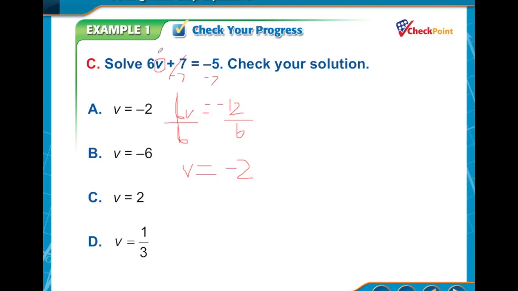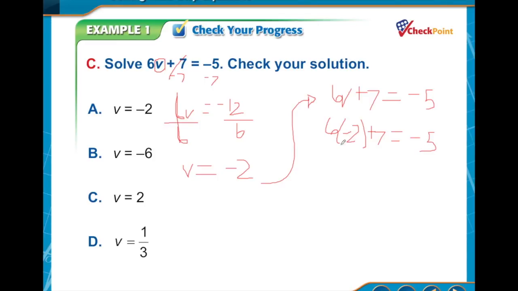Now, if we want to go back and double check, does this solution work when we check it? So 6v plus 7 equals a negative 5. So when we substitute in a negative 2 for v, is this a true statement? So let's do that. 6 times a negative 2 plus 7, does that equal our negative 5?